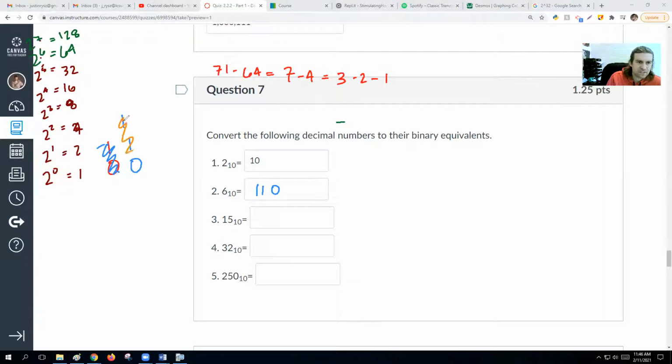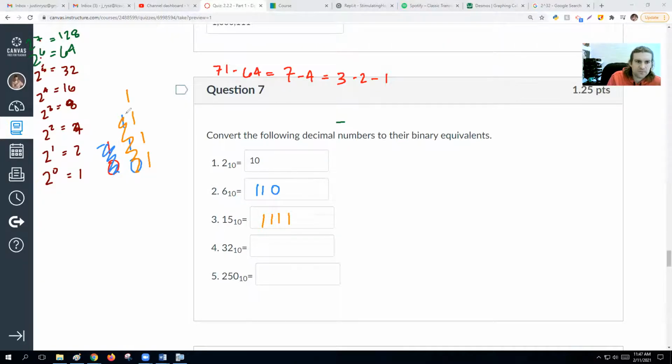All right, what about 15? Okay, can't give them a 16. We could give them an 8, which gives us 7 left over. We could give them a 4, which would give us 3 left over. We could give them a 2, which gives us 1 left over. And so 15 would be 1, 1, 1, 1.